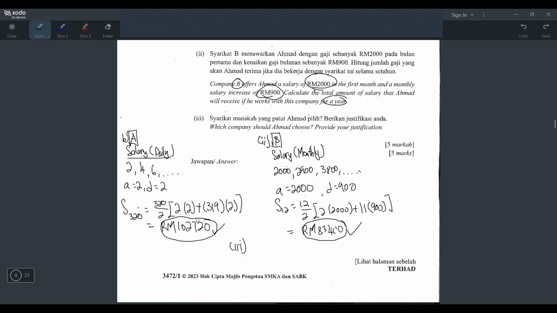Because company A gives you higher salary. So I will write company A. So you should choose company A because company A offers higher salary. Okay. So the reason is the company offers higher salary. Yep. So I think this is good enough.